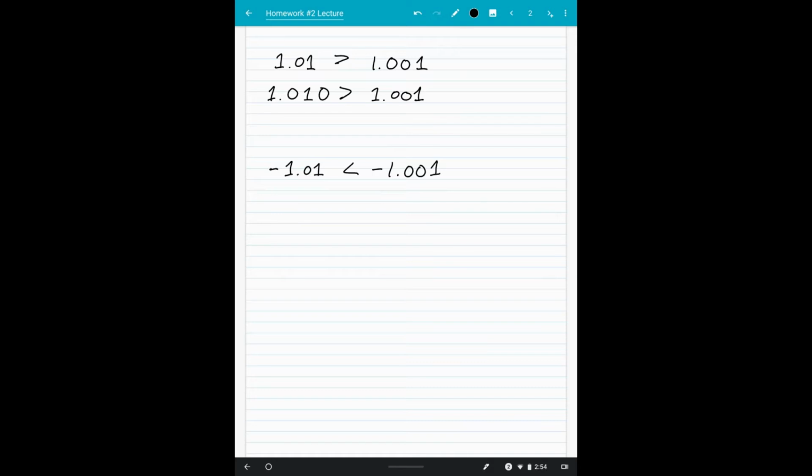Not going to have anything terribly difficult on the quiz, but there's going to be a few like that. Just get comfortable with knowing which numbers are bigger, which ones are smaller.